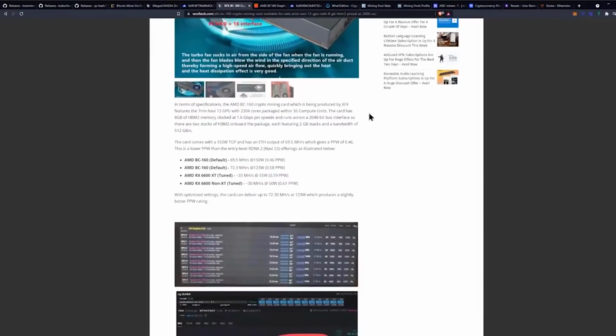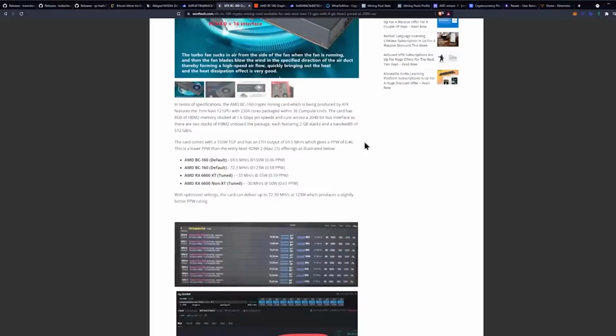In terms of the specifications, the AMD BC160 crypto mining card, which is being produced by XFX, features the 7-nanometer Navi 12 GPU with 2,304 cores packed with 36 compute units. The card has 8 GB of HBM2 memory, which is awesome, clocked at 1.6 gigabits per second pin speeds, and run across a 2048-bit bus interface. So there are two stacks of HBM2 on board the package, each featuring 2 GB stacks and a bandwidth of 512 gigabytes per second.